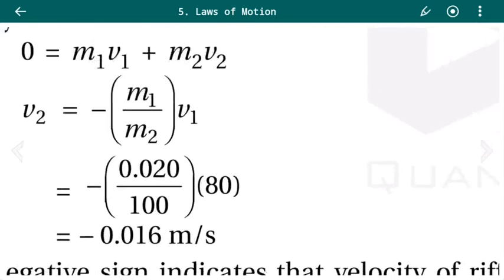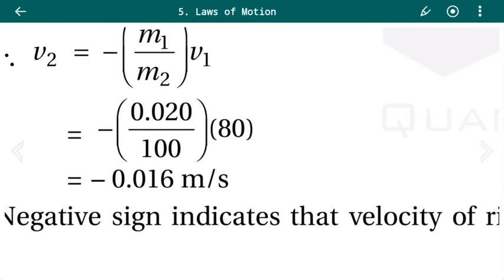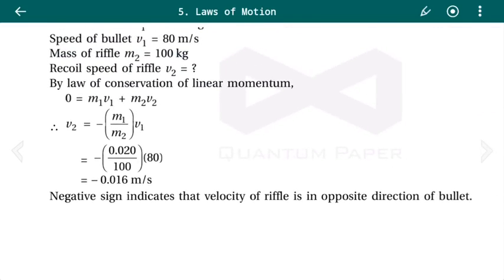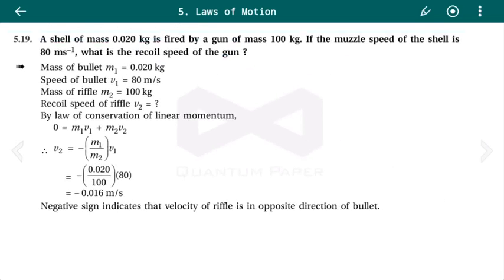Now substituting the values of m1, m2 and v1, that is 0.020 upon 100 into 80. Its value is minus 0.016 meter per second. Here the negative sign indicates that the velocity of the rifle is in the opposite direction of the bullet. So students, you may note down this numerical.